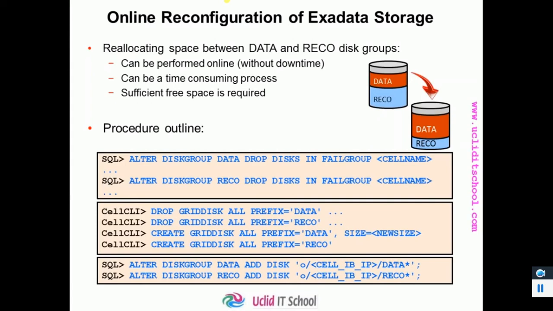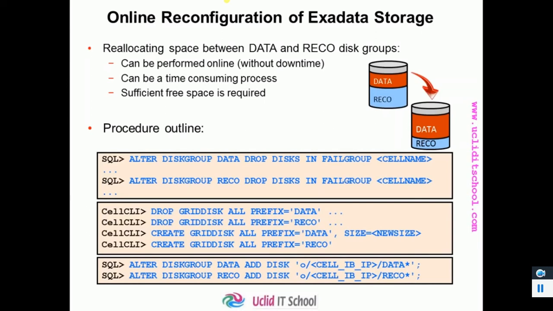To increase, you should have free space. Another disk group you may want to decrease. So for decreasing, you don't need free space, but to increase, you need free space available. So first, what we need to do is decrease the size, then increase the size. When you decrease, you get some free space released. That free space you can add to the second disk group.